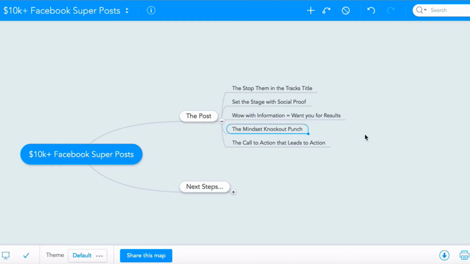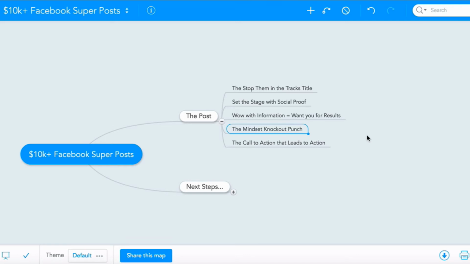The fourth part of this 5-step formula is the mindset knockout punch. Now you need to realize that your audience has many limiting beliefs. And what you want to do with the mindset knockout punch is to knock all of those beliefs out in one go. My name is Mohammed Ali, as you probably guessed, and so it's very appropriate that I talk about a mindset knockout punch, because after all, isn't that what my namesake used to do all the time? And that's exactly what you want to do in your Facebook SuperPost.